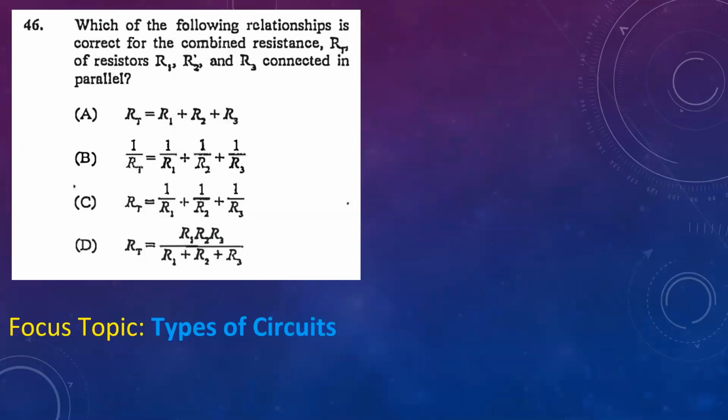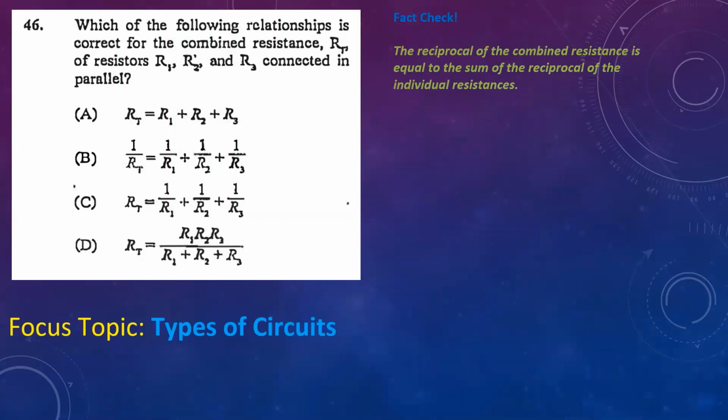Number 46. You're given some equations there, and you're asked which of them shows the correct relationship in order to find the combined resistance of resistors that are in parallel. Now the relationship is that the inverse of the total resistance is equal to the sum of all the inverses of the individual resistances. So that's option B.